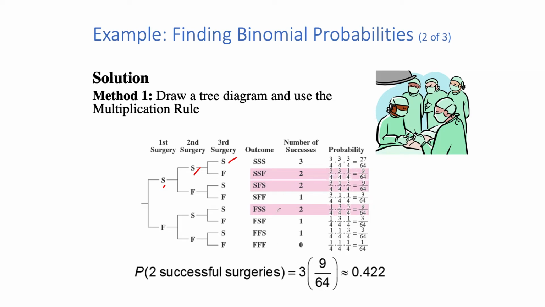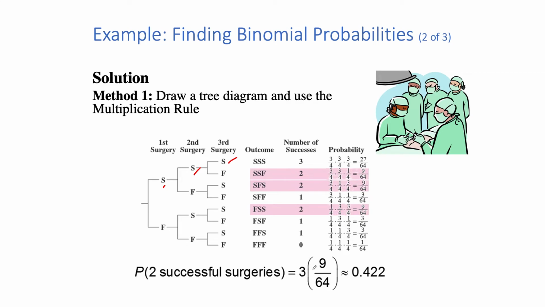In each of these cases, I know the number of successes. So in the first one, I have all 3 successful. The second one, I have 2. The third one, I have 2. SFS means that the first is successful, second fails, third is success. So 2 successful. SFF means first success, second failure, third failure. So there's only 1 success, so on.